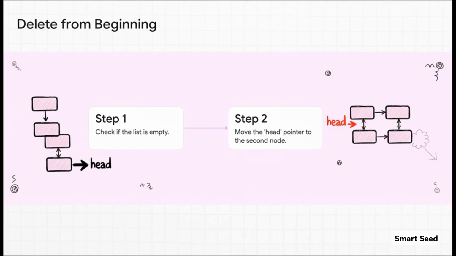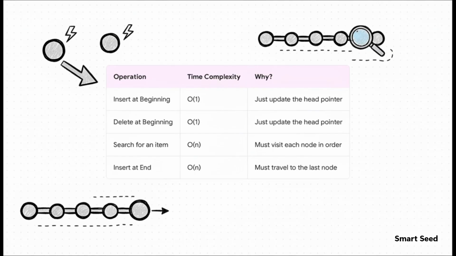Seriously, all you do is take that head pointer that's pointing to the first item and you just move it over to point to the second item instead. Boom, done. The old first item is just floating out there, totally disconnected. It's gone. Again, super, super fast. No shifting. So this table really breaks it down.